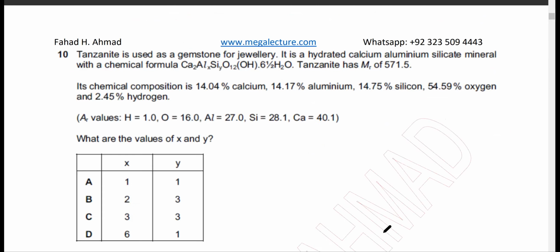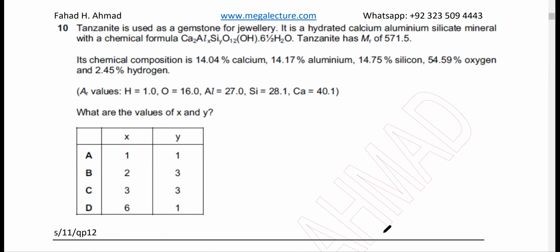Moving on, let's try and do something similar. For example, this one. Now this one you're going to waste a lot of time, because the formula has a lot of things. If you do the whole question and try to find the empirical formula for this compound, it's going to take a very long time because a lot of calculations would be involved. You have calcium, aluminium, silicon, oxygen, hydrogen, and the percentages are given.